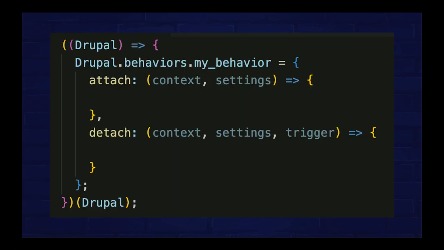So this is what your JavaScript will look like. You're going to create your Drupal JavaScript bit in an immediately invoked function expression. That's the first and last lines here, wrapping everything under a single JavaScript scope. And then you create your new behavior, in this case, my_behavior. You can then create an attach key on that object and a detach key, which will both be functions.